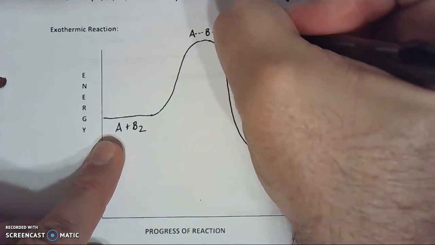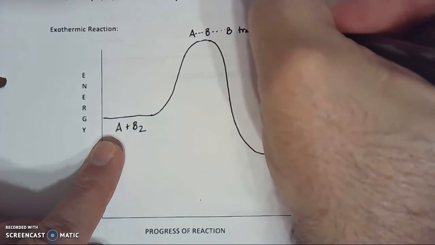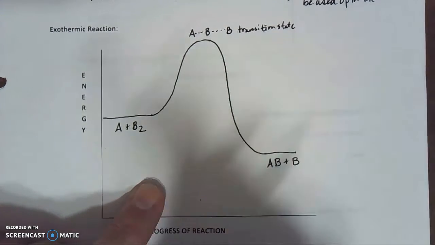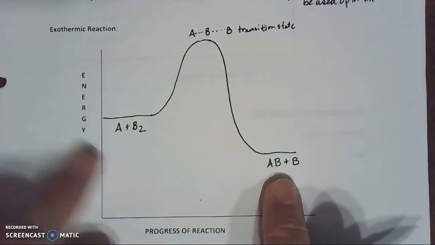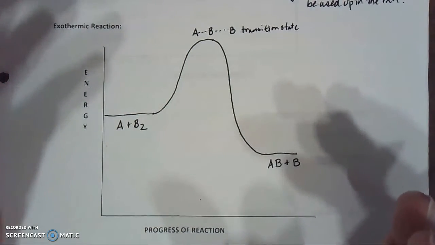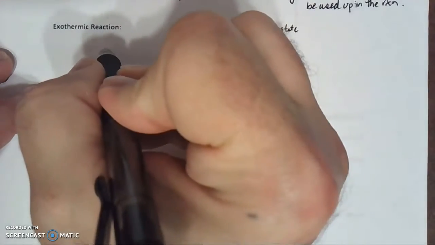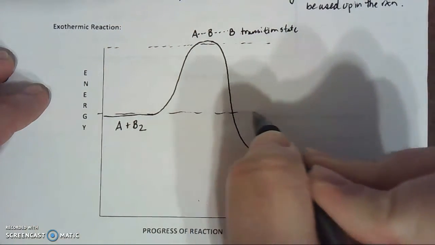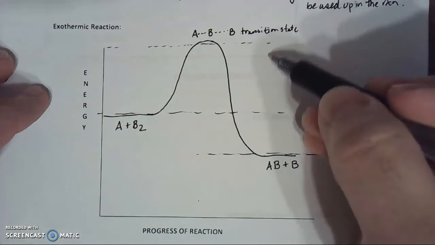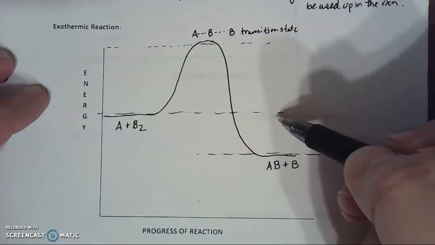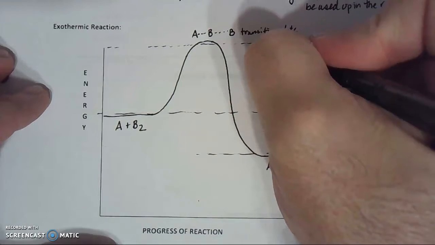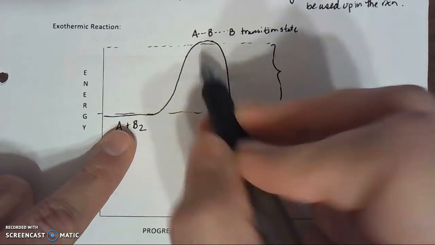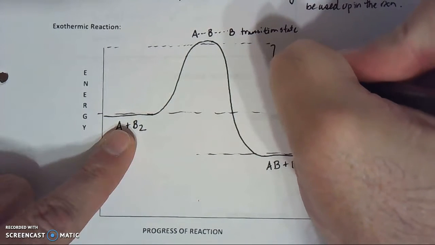So this is the transition state up here. Down here we have our AB plus B, so we have our products. There are three different things that we can look at here. If I were to draw a line at the top here, and here at the end, if we look at the difference in energy between these three lines, this right here represents the energy that we had to add in to reach the transition state. So this is our activation energy.